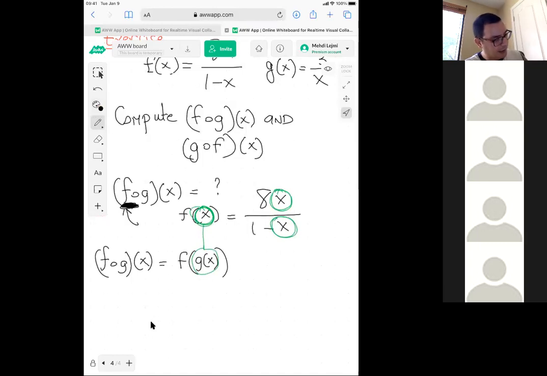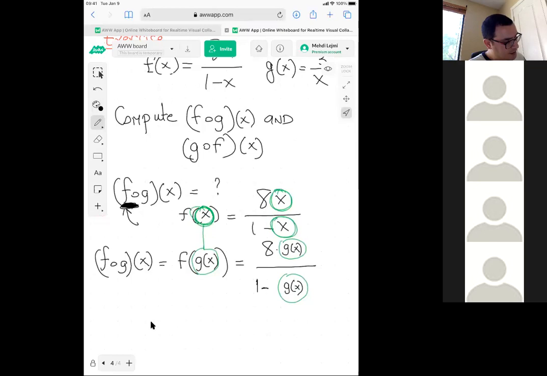So this would be equal to 8. And then this x in the top is going to be now g of x, and there's an x in the bottom. So this would be now g of x. And in the bottom, we have 1 minus, and that will be also another g of x, right? So don't forget there are two x's, one in the bottom, one in the top, and you have to replace both x's by g of x.